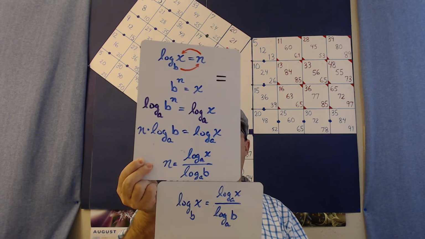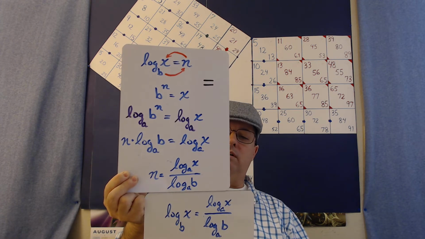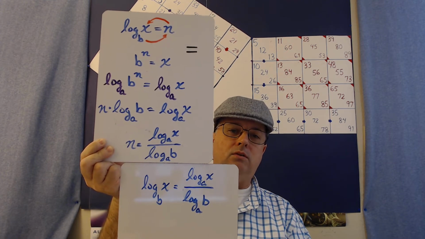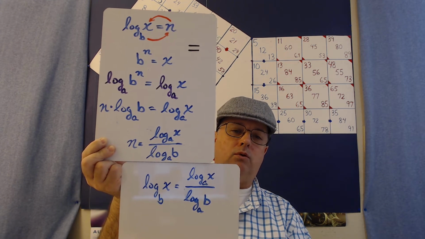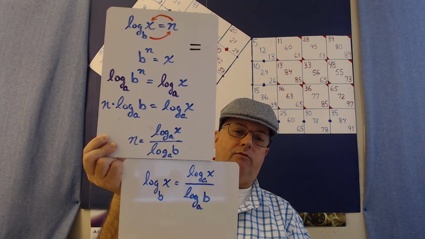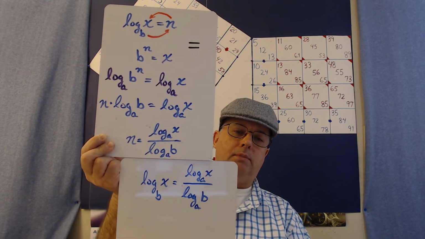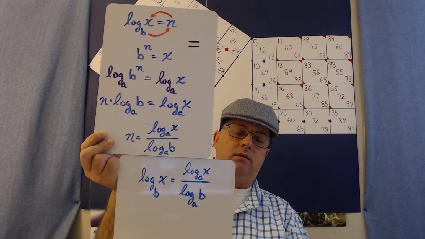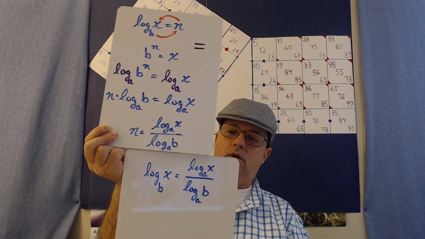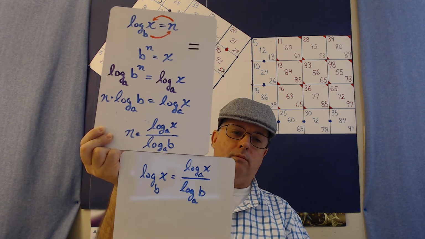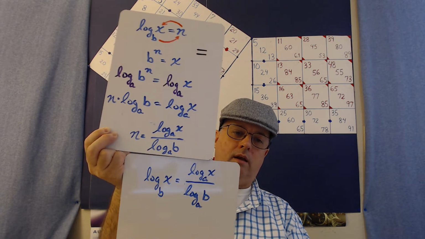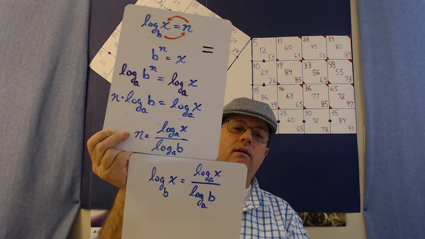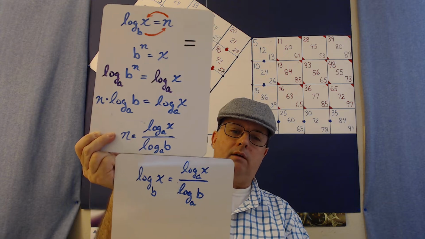Balance it there. There we go. Okay, that's the full proof there. Okay, and so now, instead of writing n equals log base a of x over log base a of b, we go back to the top and say that since n is equal to log base b of x, then right here, where my finger is, in place of n, I can put the log base b of x.